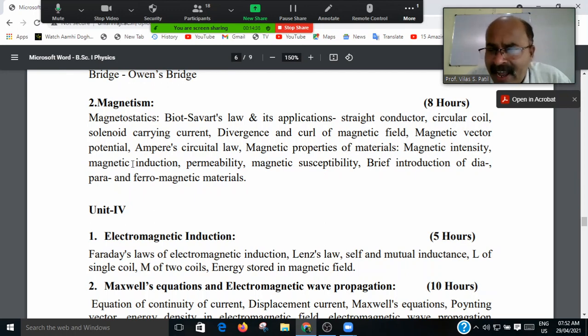Magnetostatics, as with electrostatics, is very important. In magnetostatics, the north pole and south pole are used. We know that in magnetostatics there is one basic law, that is Biot and Savart's law. Biot and Savart are the names of two scientists, whose combined contribution for magnetostatics is known as Biot and Savart's law. It is a very important and basic law in case of magnetism.